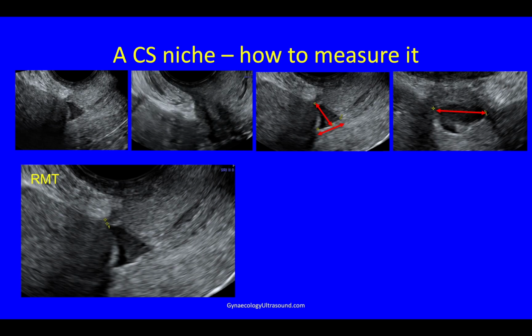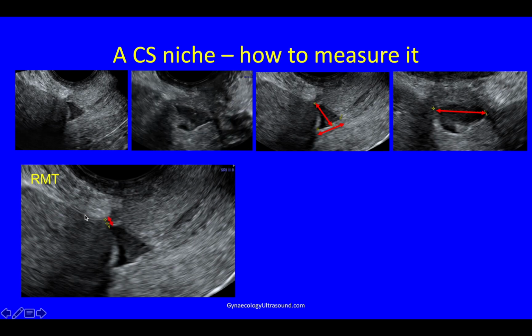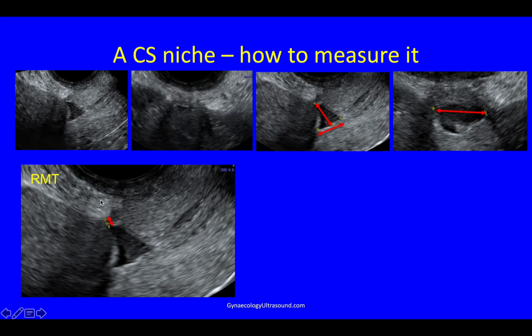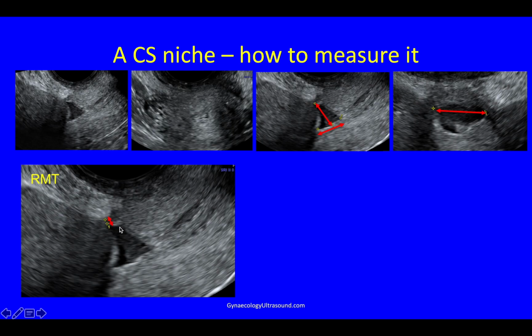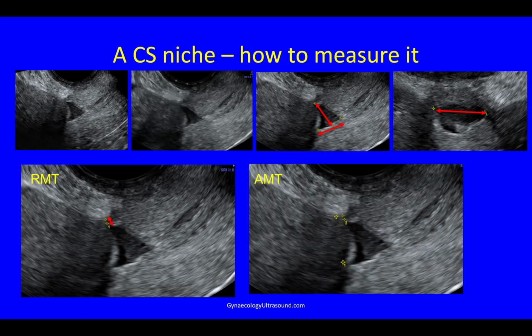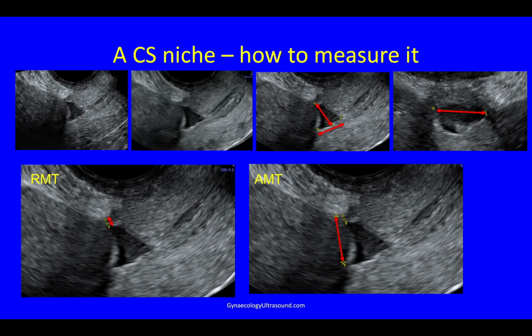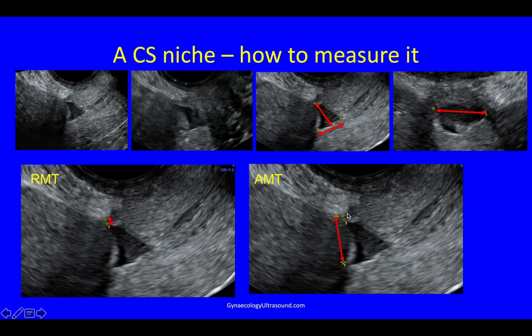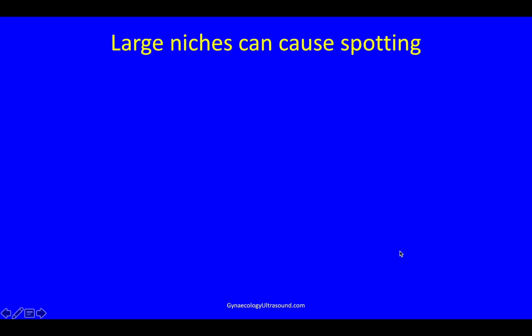And you can measure the overlying myometrial thickness, residual myometrial thickness, taking care not to measure any bladder or any tissues here, and not to measure any decidua on this side. And then the adjacent myometrial thickness is just next to the niche. The measurements of RMT and AMT give you an idea of how deficient this niche is.